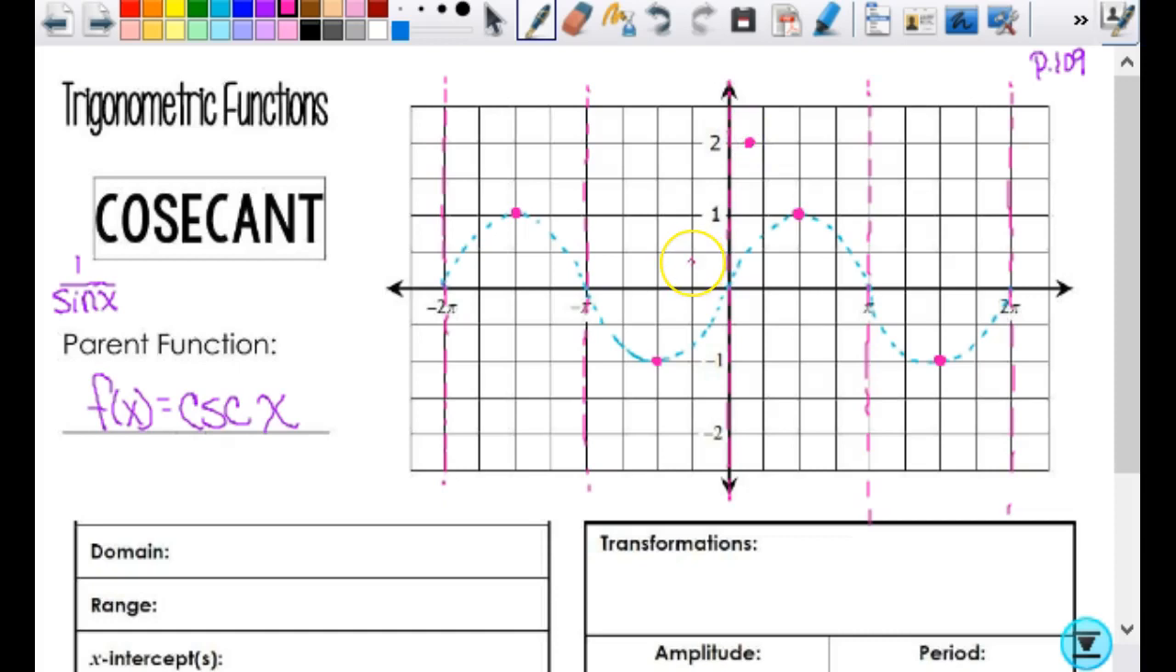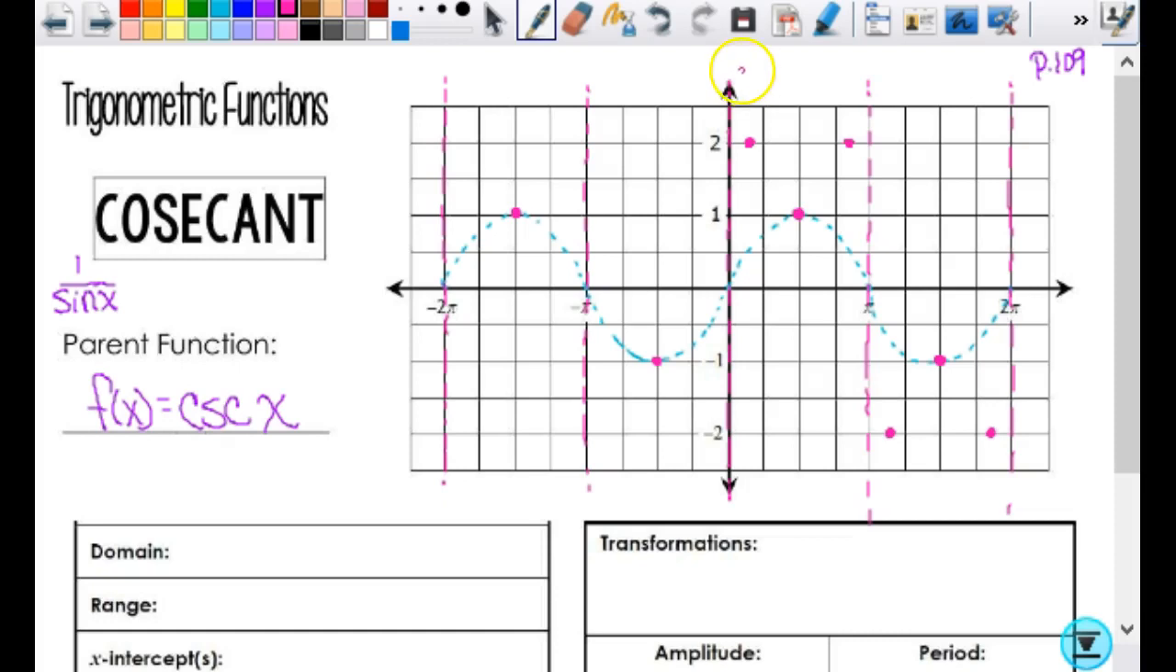And then here at 5 pi over 6, it's also 1/2. So that would be up here at 2. At 7 pi over 6, sine is -1/2. So then -2 for cosecant. And then the same thing for 11 pi over 6. We're here at -2.